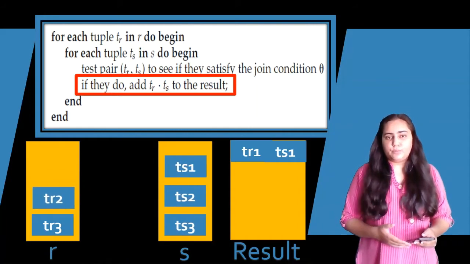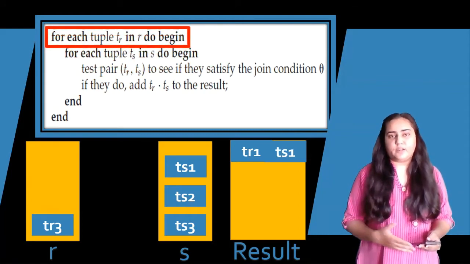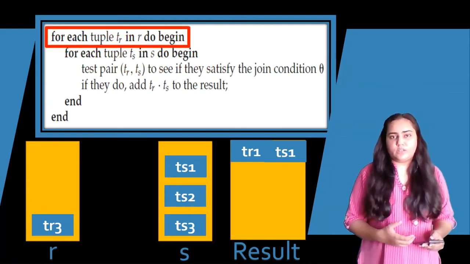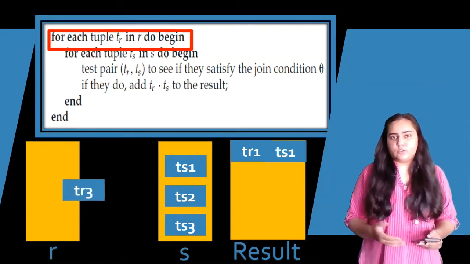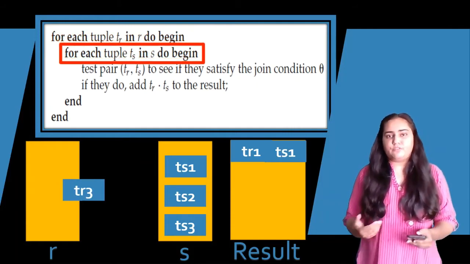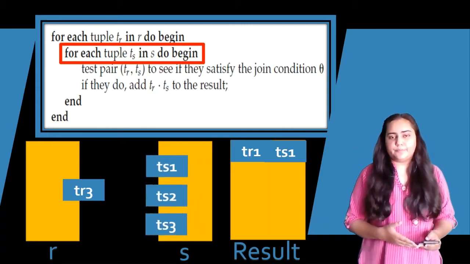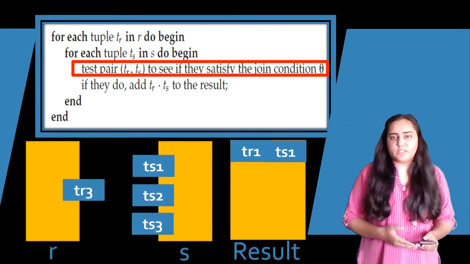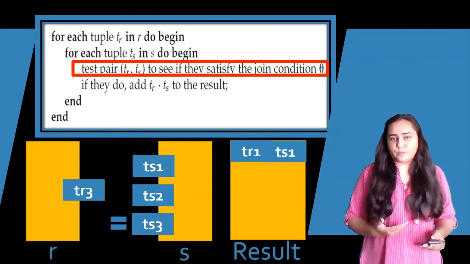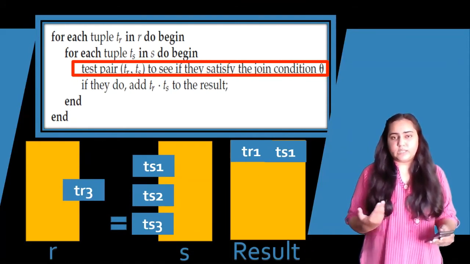Now the next tuple that we are going to pick is tr3 because we move back to the first line of our algorithm. And once again, we pick one tuple from R, and that tuple is tr3. And due to the next line that says pick every tuple from S one by one, once again, we are going to take all the tuples from S, compare them with TR using the next line of the algorithm. And once again, we are doing an equal to comparison. So let's just suppose that TR3 is matching with TS3, but it's not matching with TS1 or TS2.